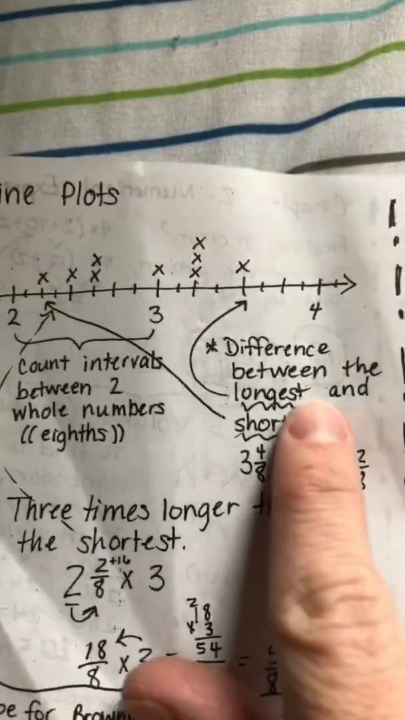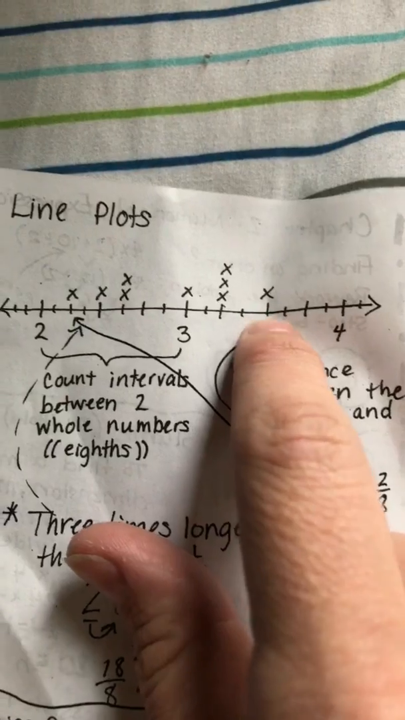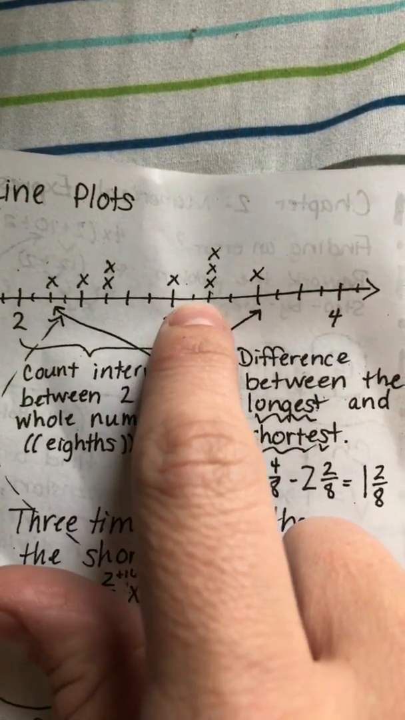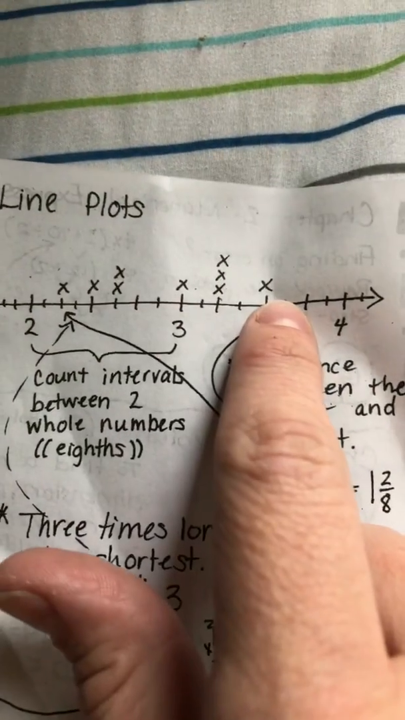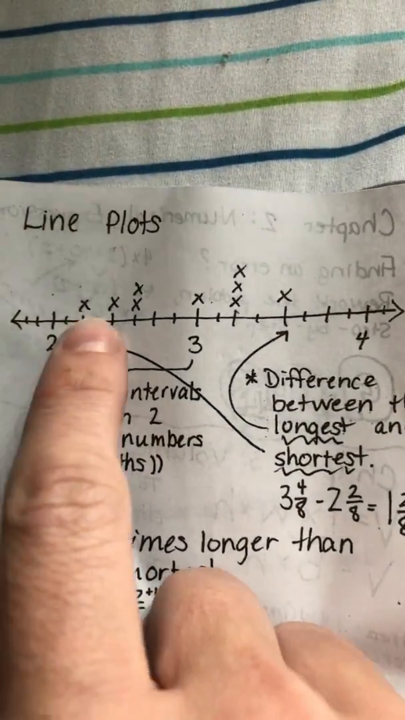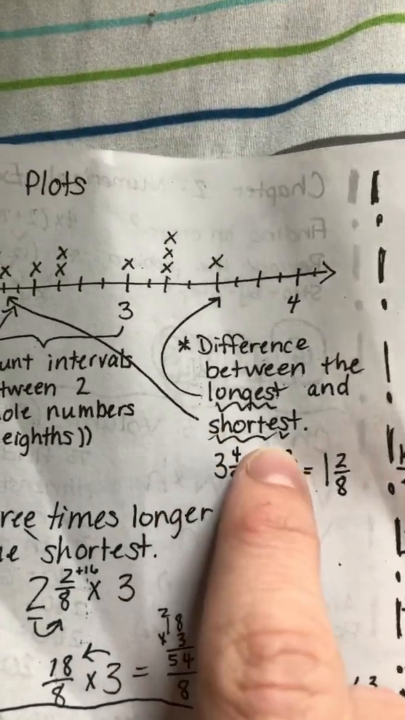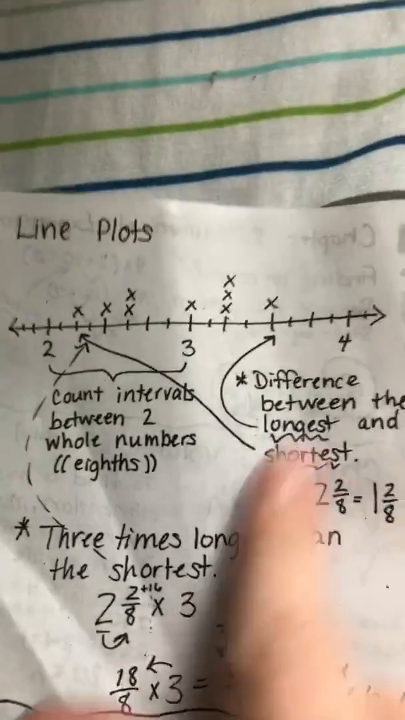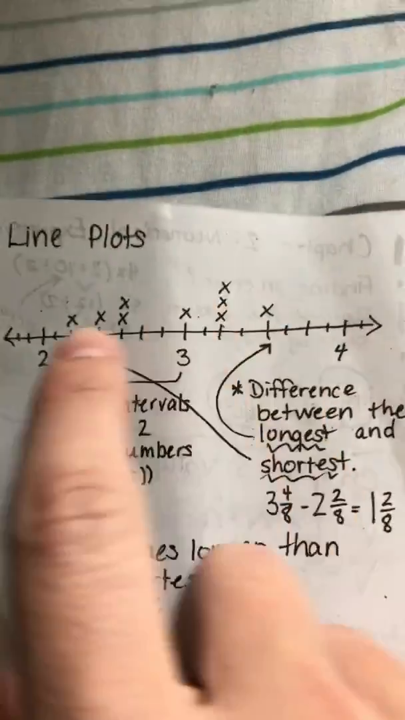If I want to find the difference between the longest and the shortest, I would look at the longest, figure out what it is. Let's see, this is 3 and 1, 2, 3, 4. 3 and 4/8 minus 2 and 2/8. Boom, subtract, ta-da, difference between the longest and the shortest.